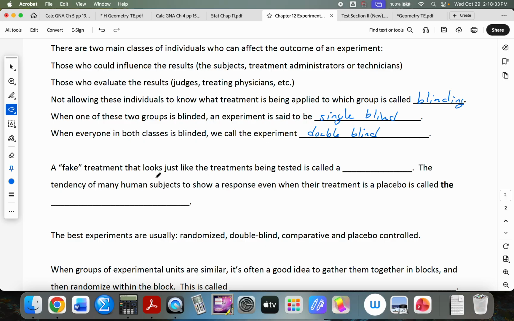So a fake treatment that looks just like the treatments being tested is called, do you guys know this one? Placebo.